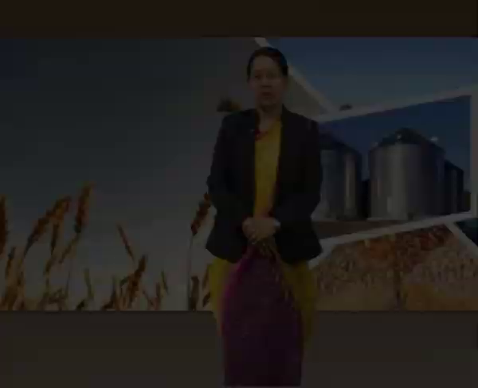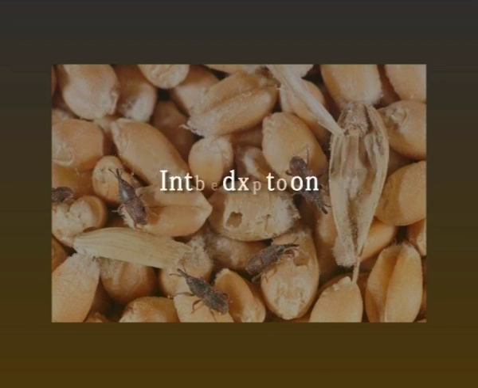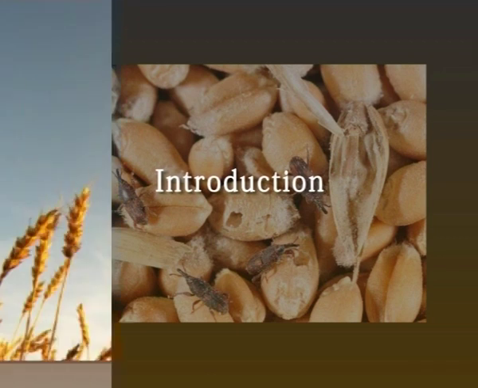Dear students, today we will discuss the topic crop losses due to insect pests under storage condition. Under storage condition, the information on crop losses caused during threshing, handling, transportation, and storage is scanty, scattered and poorly published in India as well as abroad.